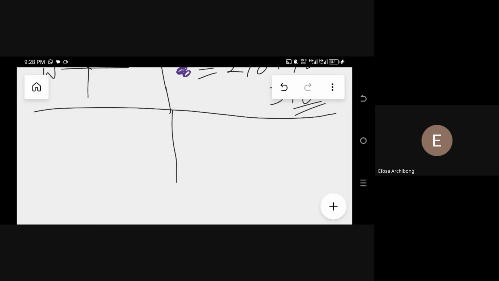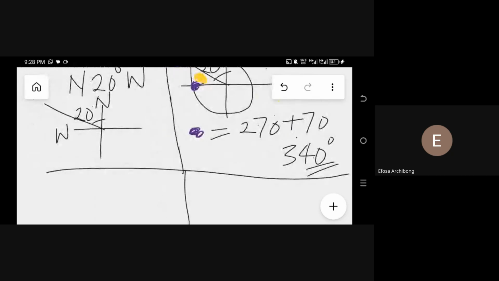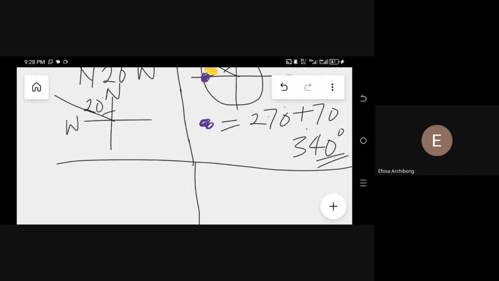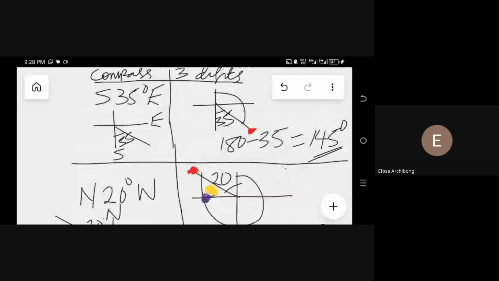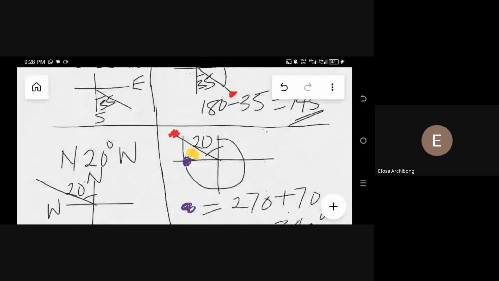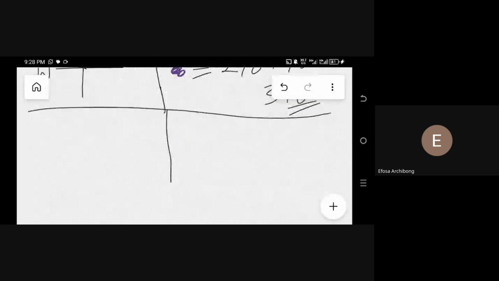All right. In the first two examples, we converted compass bearing to three-digit bearing. So now in the third example, let us try to convert a three-digit bearing to a compass bearing.